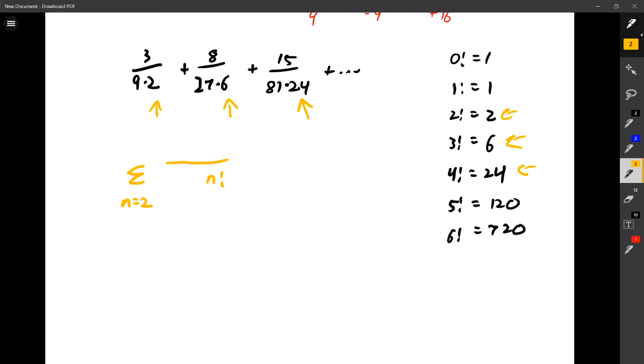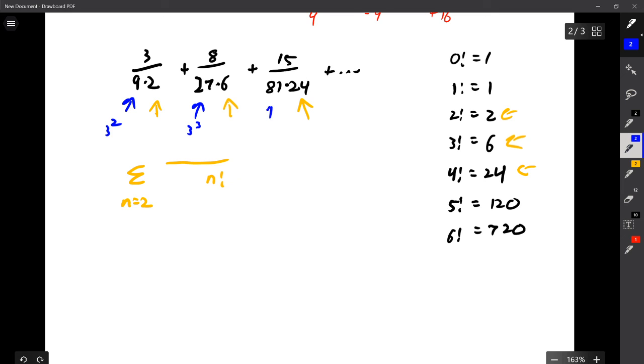All right, what else do I have? I have 9. Well, 9 is 3 squared. 27 is 3 cubed. 81 is 3 to the 4th. So 2, 3, 4 were my exponents there. So here I have 3 squared, here I have 3 cubed, here I have 3 to the 4th. So it looks like I have a 3 to the nth going on, where again I'm starting at n equals 2. Okay?